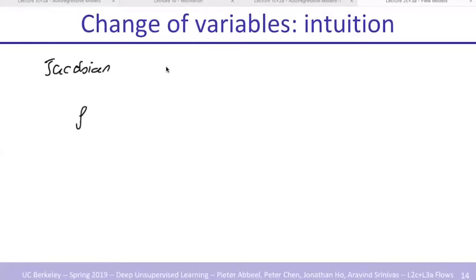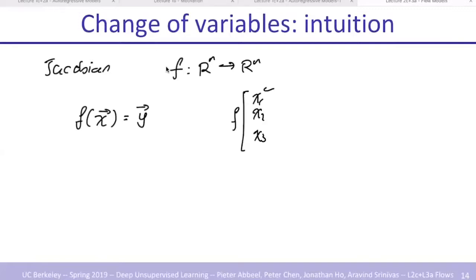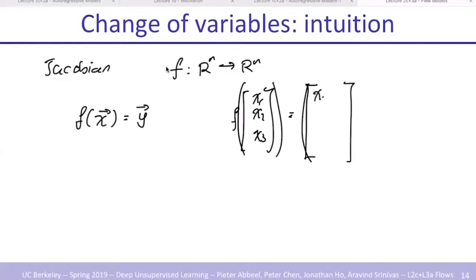Suppose you have a function f that takes x and outputs some vector y. In other words, f is a function from R^n to R^n. One concrete example might be f of (x1, x2, x3) equals (x1 plus x2, x2 plus x3, sine x1), something like that. So it's a function that maps from a vector to a vector. The Jacobian is basically a matrix that is defined this way.